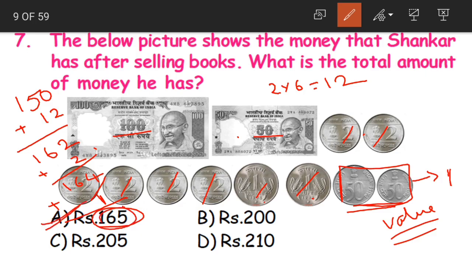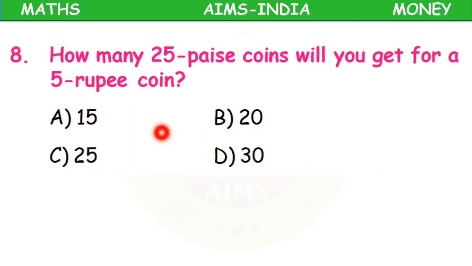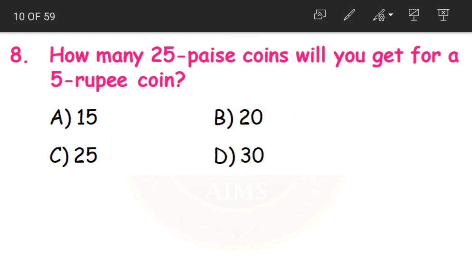That is option A. Understood children? It is a very simple question, right? We just have to add the various amounts that are shown in the picture to get the total amount. Next question. How many 25 paise coins will you get for a 5 rupee coin? This might seem a little bit tricky, but it is actually very easy children.